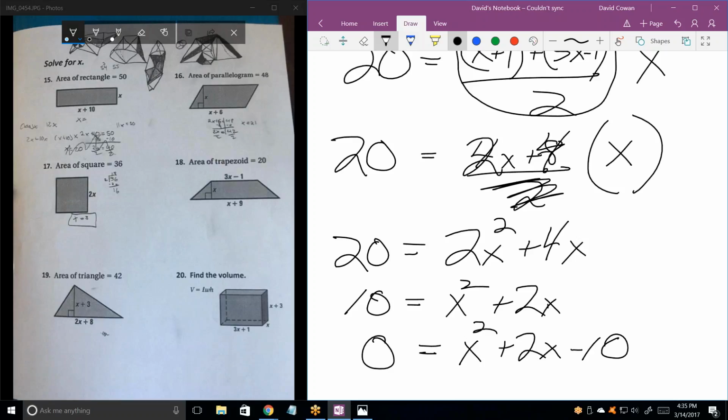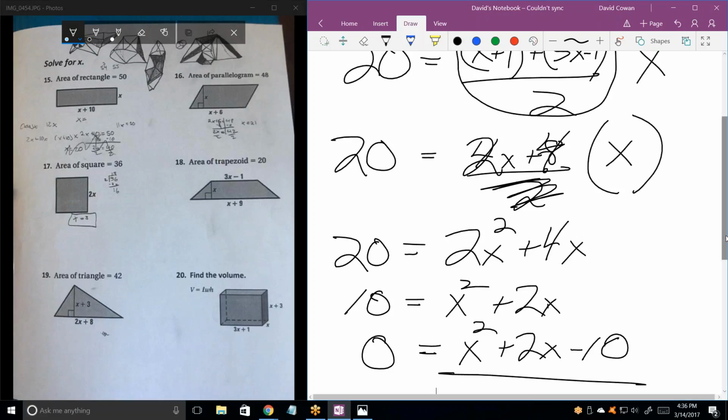Now I'm going to be looking for factors of 10 that subtract to the number 2. Well, there aren't any. The only factors of 10 are 10 and 1 and 5 and 2. So again, because I can't factor it, I'm going to have to use the quadratic. What's A, B, and C for this quadratic? A is 1, B is 2, and C is negative 10.